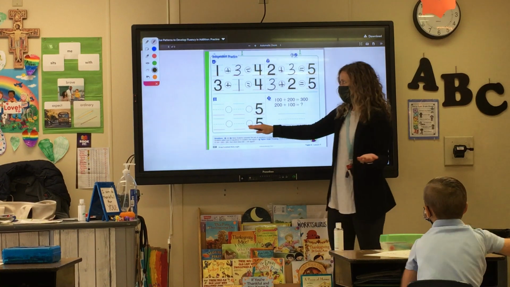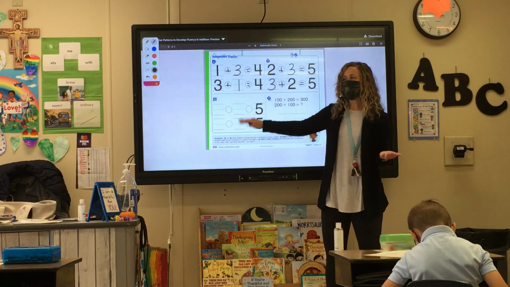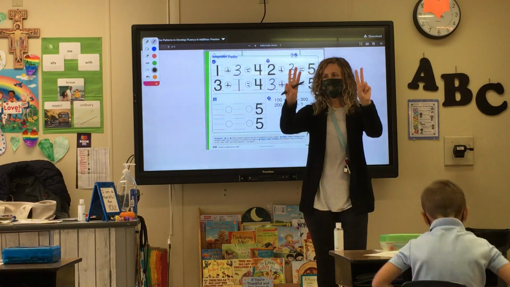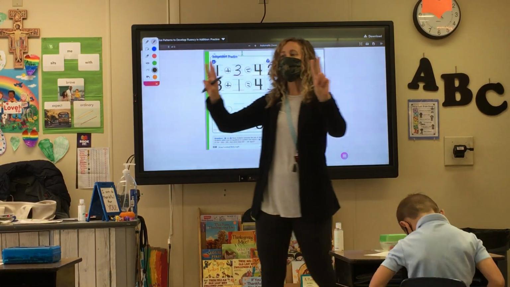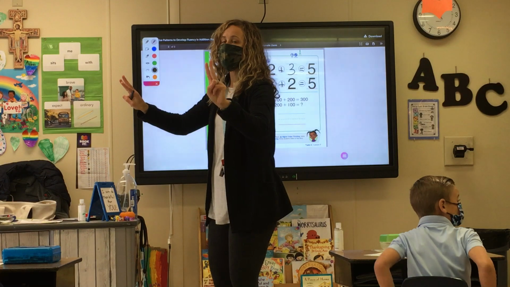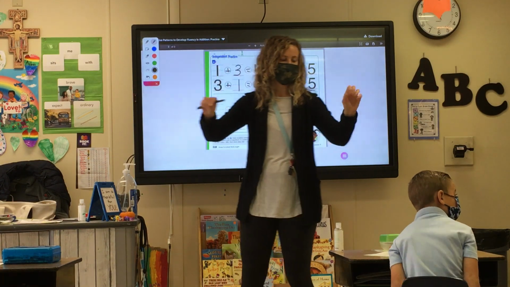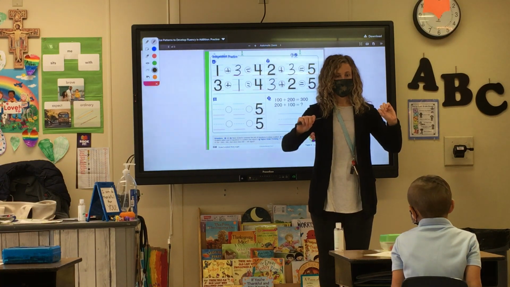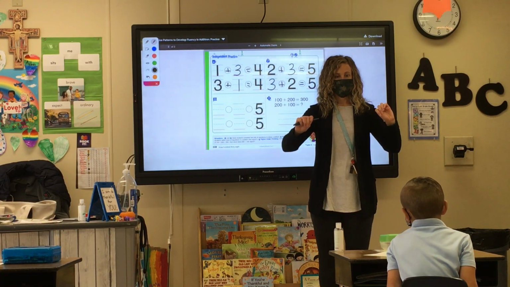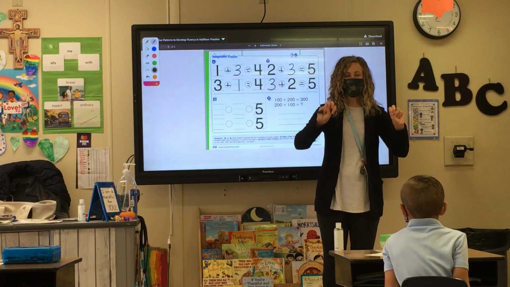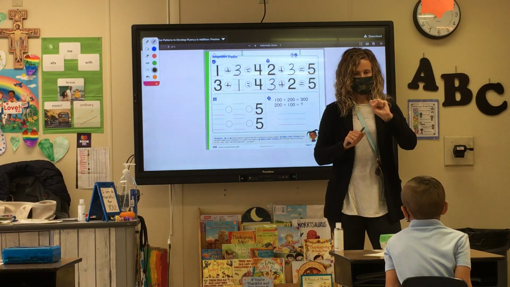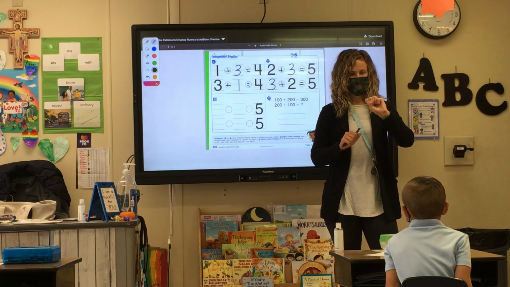So now, what is another way to make 5? They did 2 and 3 is 5. Give me another way to make 5. What's another way to get a total of 5, Braden? What else could we do to get 5? We had 2 and 3, and 3 and 2. So give me another 2 numbers to make 5. What can we start with?